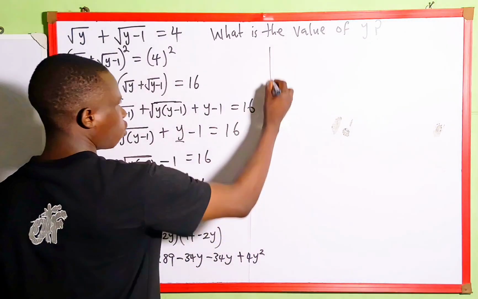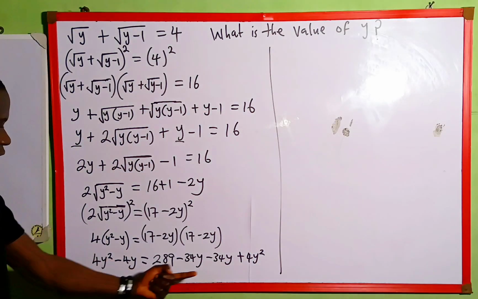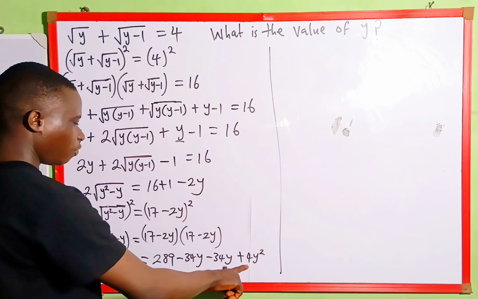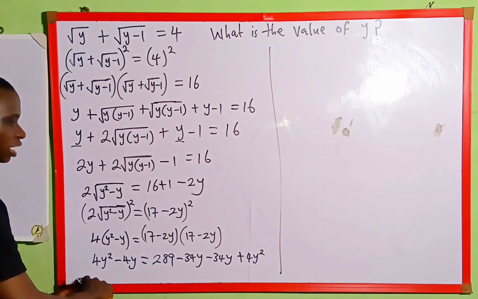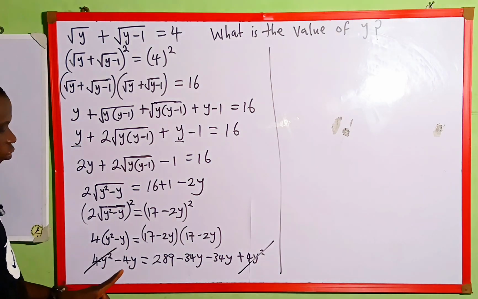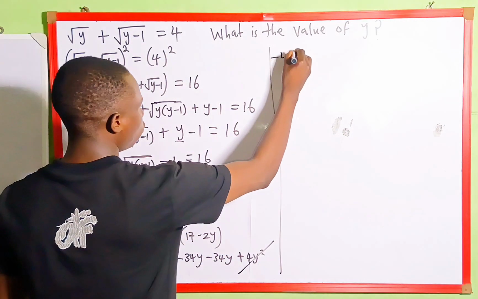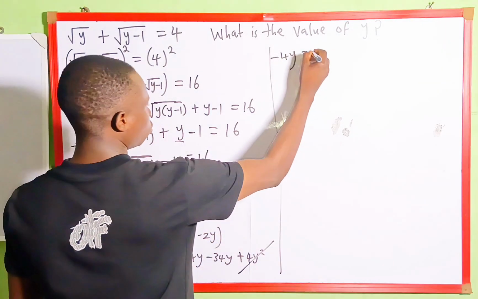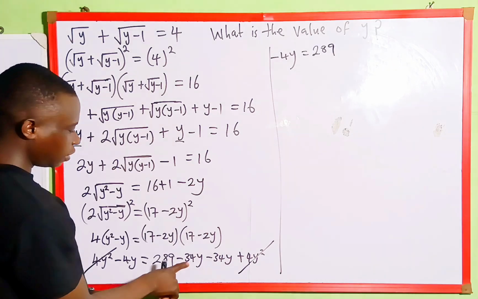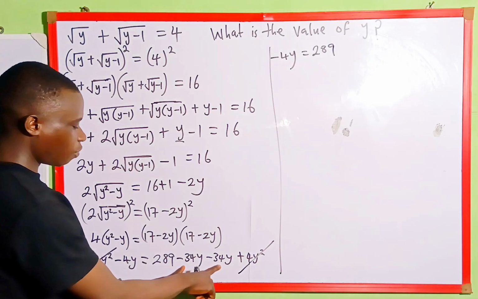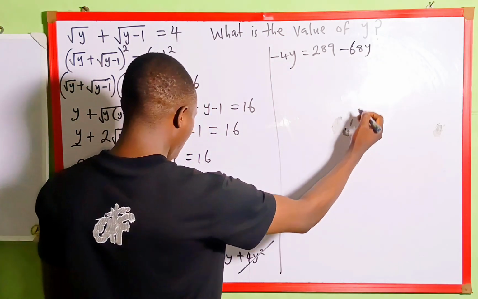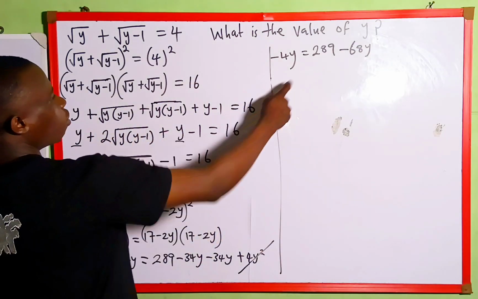So the next step is to combine the like terms. If you look at this equation very well, we have positive 4y squared, and this is positive 4y squared. So when this crosses to the other side it becomes negative, so positive and negative is going to go. So we are left with what? Negative 4y, which is equal to 289. Then here we have negative 34y and negative 34y, which is going to give us what? Negative 68y. So the next thing we're going to do is to combine the like terms.